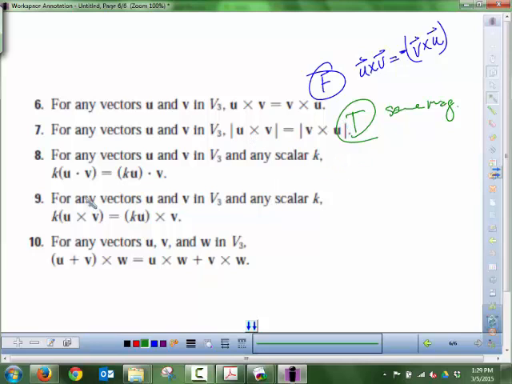So, how about the next one? For any vectors u and v, any scalar k, k times u dot v is the same thing as ku dot v. True? That's one of the properties. For any vectors, doing the same thing except with a cross product. Is this true or false? True. Another property.